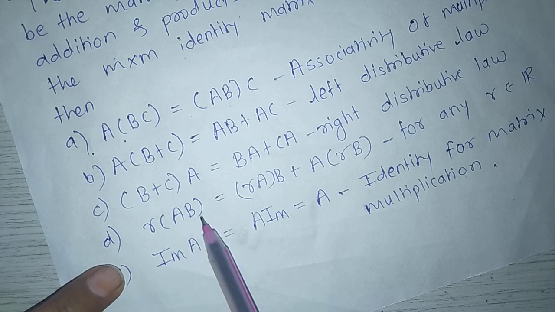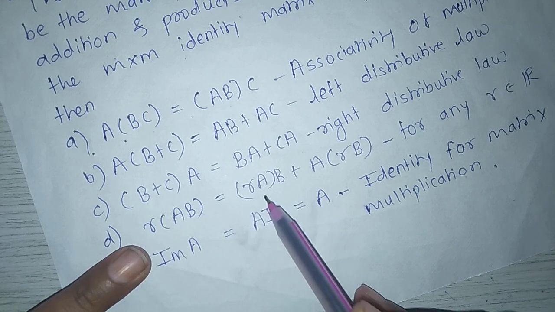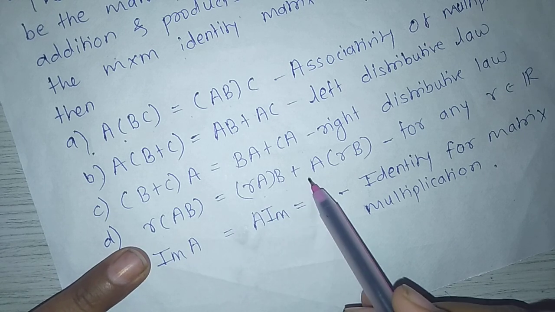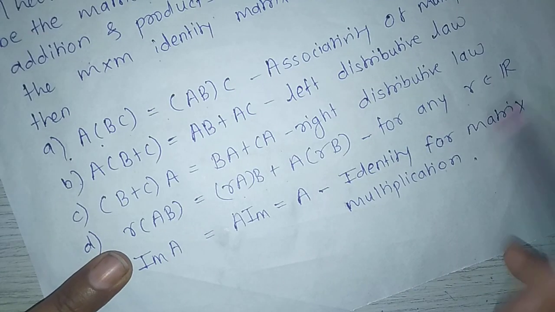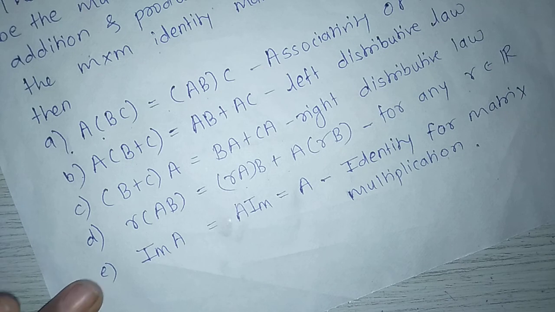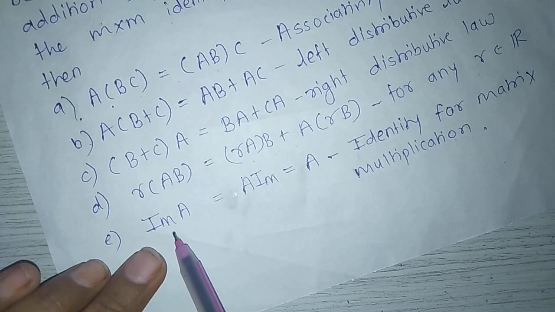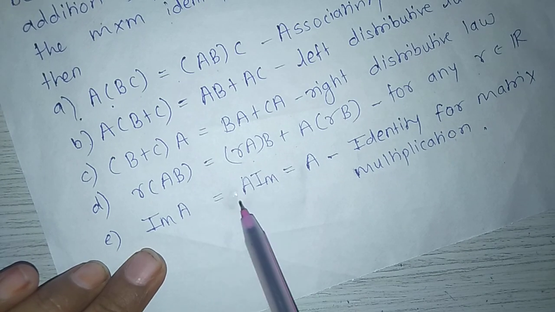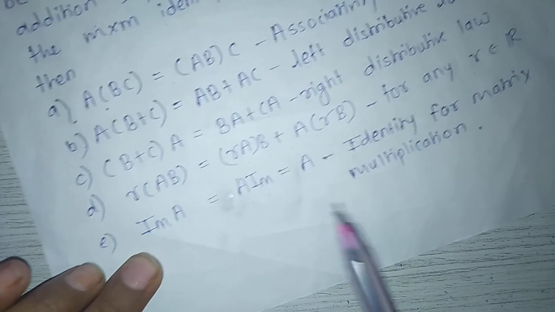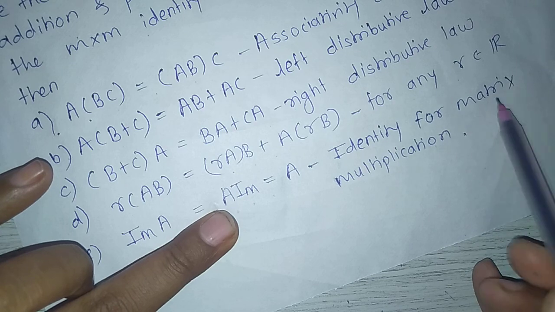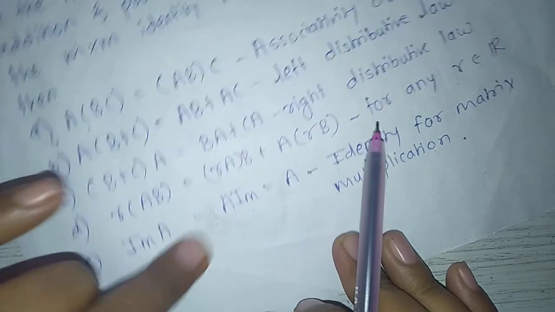Next, r into A into B equals r into A into B, equals A into r into B, for any r belonging to R, where r is a constant. Next, identity matrix into A equals A into identity matrix, which is equal to A. Identity for matrix multiplication.